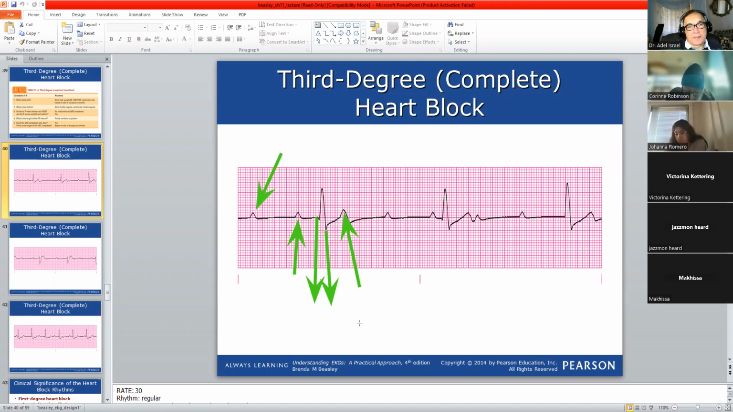It's narrow. Wrong. What is the normal QRS? Yes, Joanna? It's wide. Wide, correct answer. Because we know, Makisha, that the normal should be less than 0.12, and now it is 0.16. So it is wide, not narrow. You got it? Good.